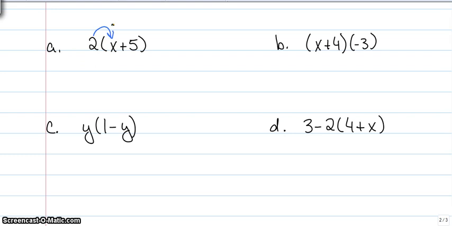Now when I distribute, it's just like if I'm handing out candy. I have to share with everybody. 2 times x gives me 2x. 2 times 5 gives me a positive 10, so I'm going to write plus 10.